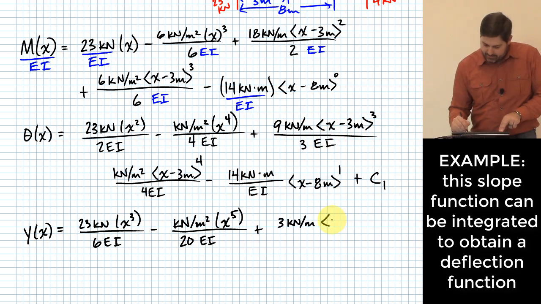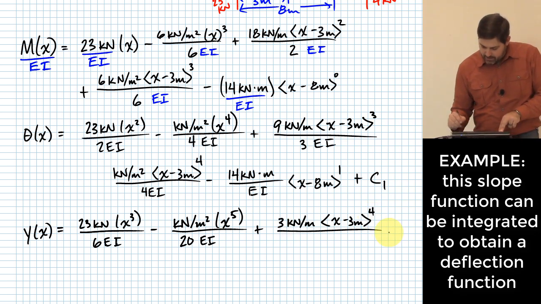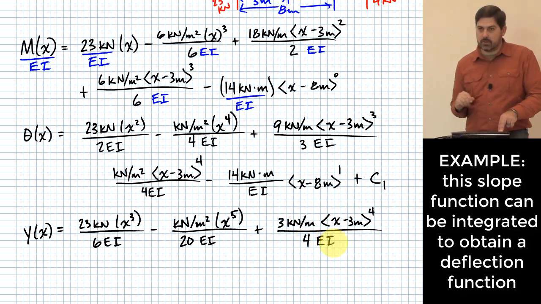Here I'm going to have x minus 3 meters. What do I do with the power? Increase it by 1, right? I just got rid of the 3 in the denominator, so the only thing I have left in the denominator as far as a constant goes is a 4 EI.